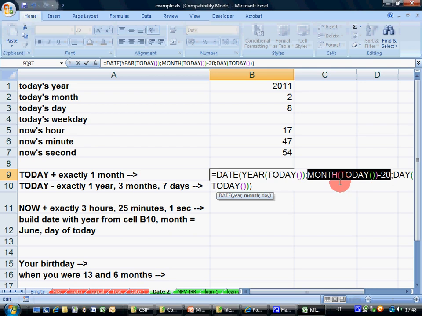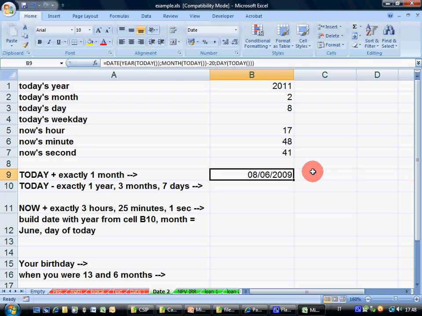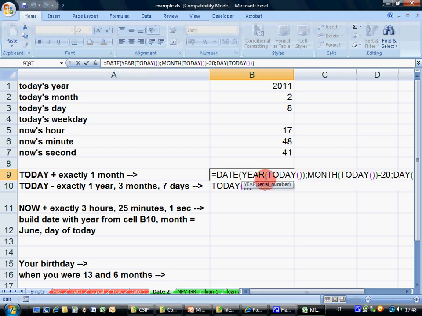Instead, Excel is so smart that it understands that with -18 you mean that you must go 18 months backwards, starting from December. So minus 18 will be probably June. Let's check. 8th of June 2009. So we have gone backwards 18 months, so 1 year and a half. Okay. Same thing if you go forward.